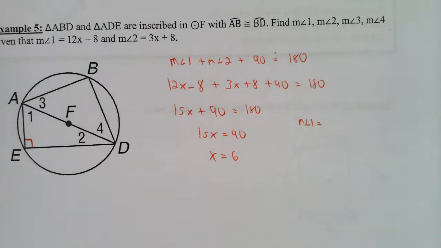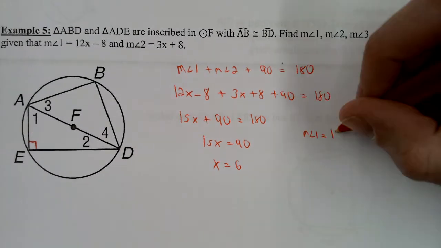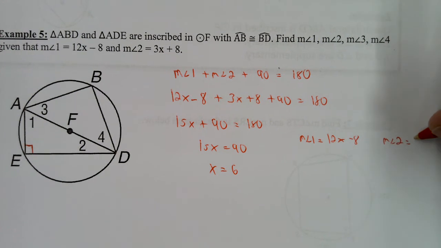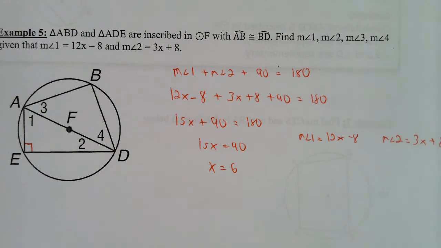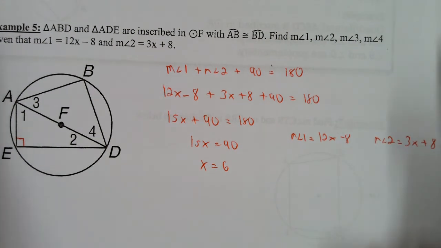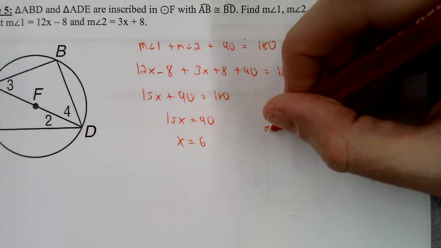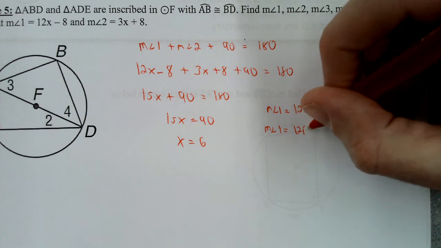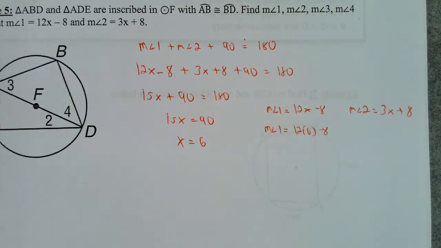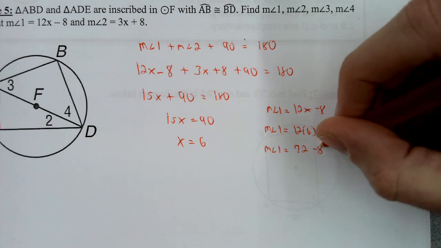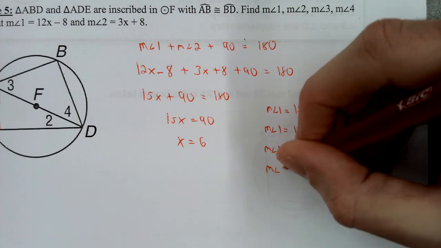The measure of angle 1 is going to equal 12x minus 8. And the measure of angle 2 is going to equal 3x plus 8. So we know x is 6, so 12 times 6 minus 8. So 72 minus 8 is 64.